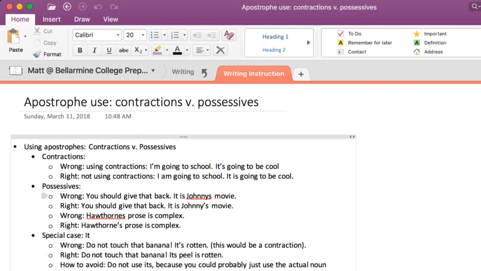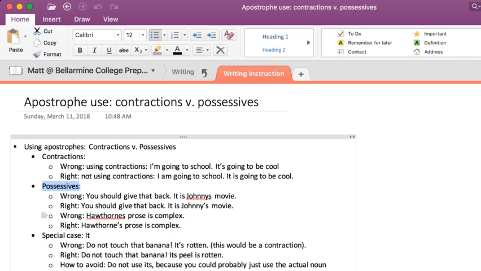Now, what are the rules for essays? Well, in essays, we do not use contractions. Okay? Just a hard and fast rule. So, this would be wrong. Don't say I'm going to school. Don't say it's going to be cool. Say I am going to school. It is going to be cool. Now, that should be an easy rule because you just never use contractions in a literary criticism essay.